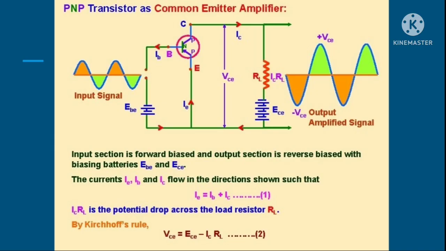During the positive half cycle of the input signal, the forward bias of the emitter base junction decreases, and as a result the emitter current and collector current also decrease. So there is a change in the voltage drop across RL. In a common emitter amplifier we see the output decreases with increasing input signal and increases with decreasing input signal. In other words, in a common emitter amplifier the input and output signals are out of phase, with a phase difference of 180 degrees between them.